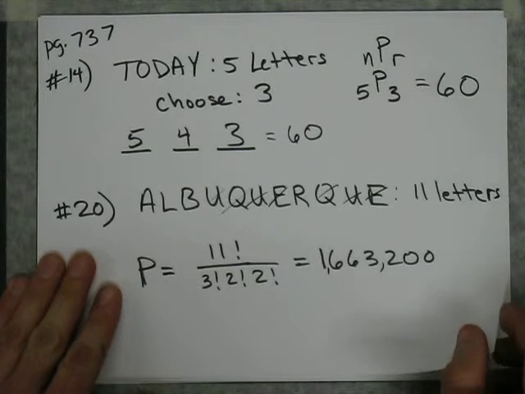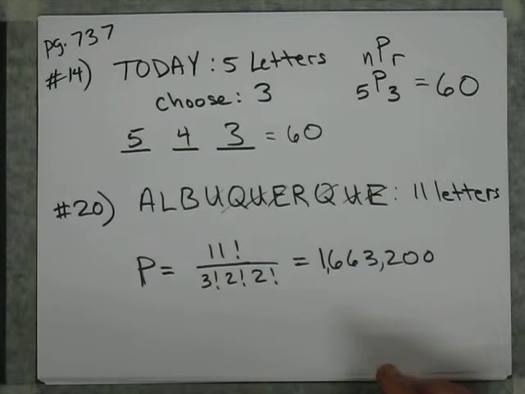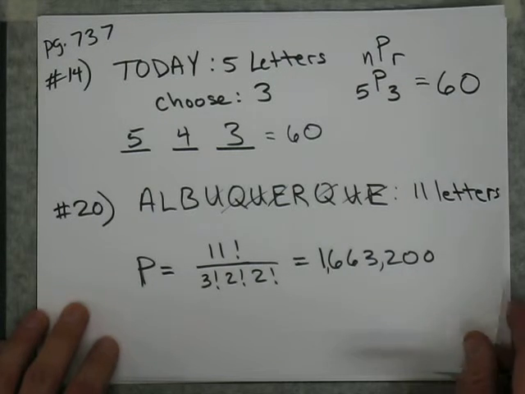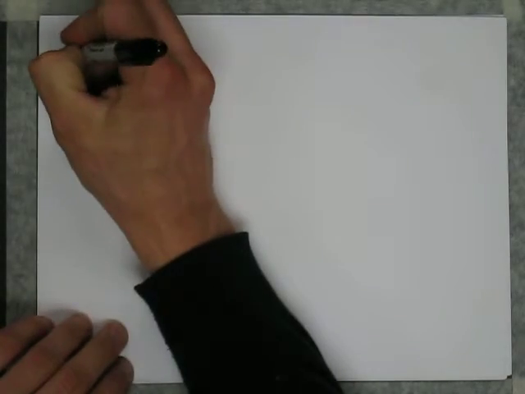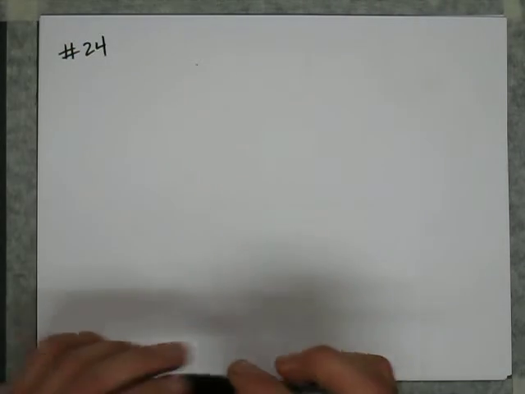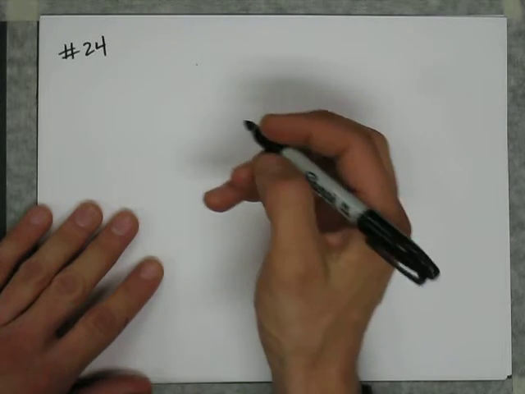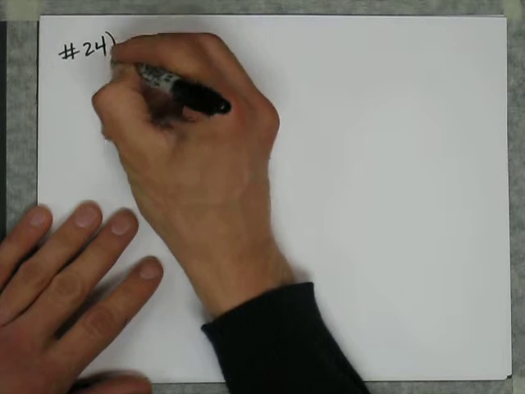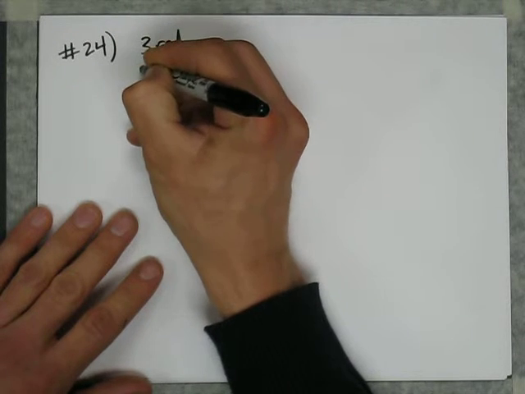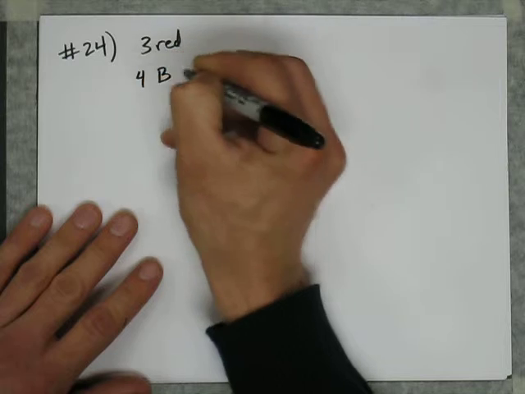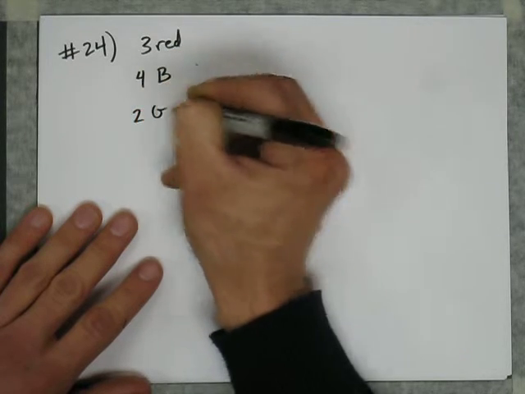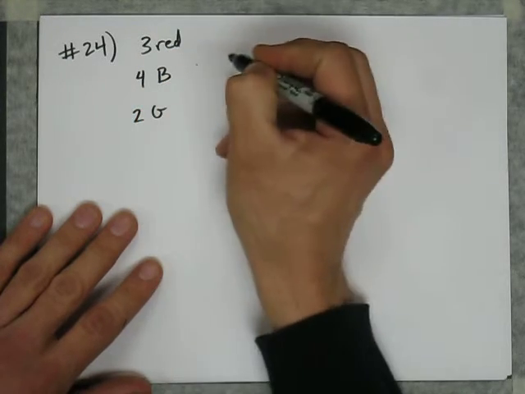The next one we do, let's do 24. In how many ways can 3 red, 4 blue, and 2 green pens be distributed to 9 students seated in a row if each student receives 1 pen? So there are 3 red, there are 4 blue, and there are 2 green, and there is a total of 9 students.